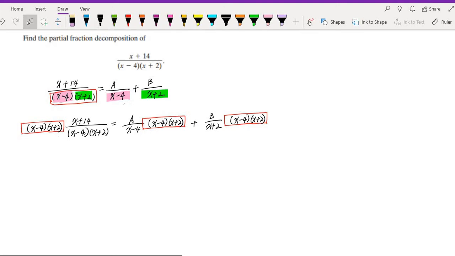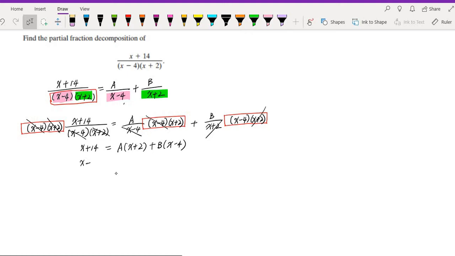If you look right here, x minus 4 and x plus 2 are just going to be canceled out, right? So the only thing left is x plus 14. And then equal to here, a over x minus 4, so the x minus 4 is going to cancel out. We're going to have a times x plus 2. The same thing happens with the last term, b over x plus 2. So x plus 2 cancels out, and we're going to have b times x minus 4 left.